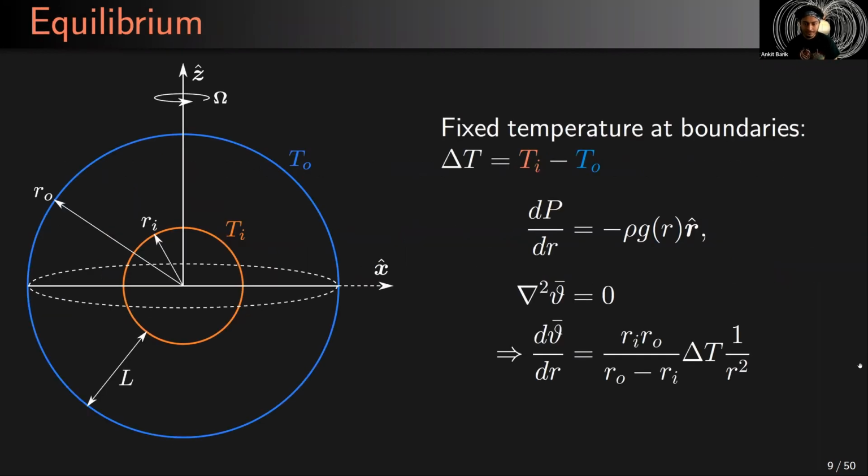So this is our setup. We used fixed temperature boundary conditions at both boundaries. In future, we want to, of course, explore fixed flux as well, but as a starting point we go with fixed temperature. And the equilibrium is hydrostatic. With fixed temperature, you get this nice adiabatic profile that goes as 1/r squared.